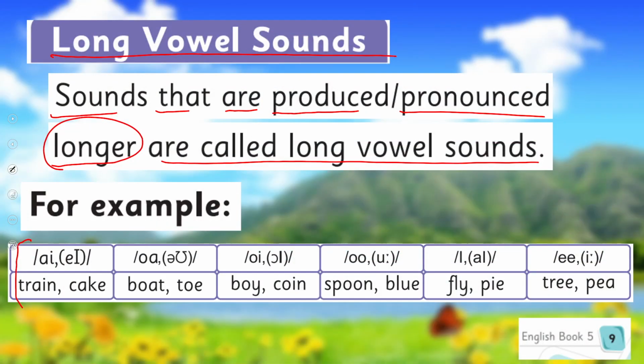Yes, my dear students, are you done with it? Train, cake. Now, can you find train again quickly? It's pair of vowels. Two vowels are coming together. It's bossy E, boat. Two vowels are together. Toe. Two vowels are together. Boy. Y rule is applying. It's I. Okay, long I. Coin. Again, you can see spoon, blue, fly, pie, tree, bee.